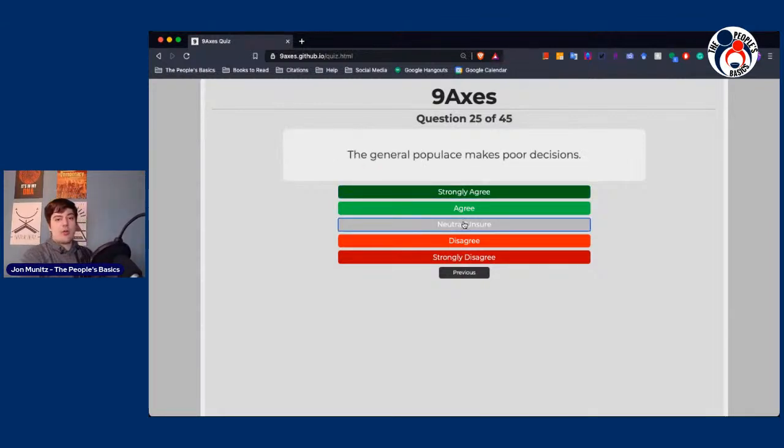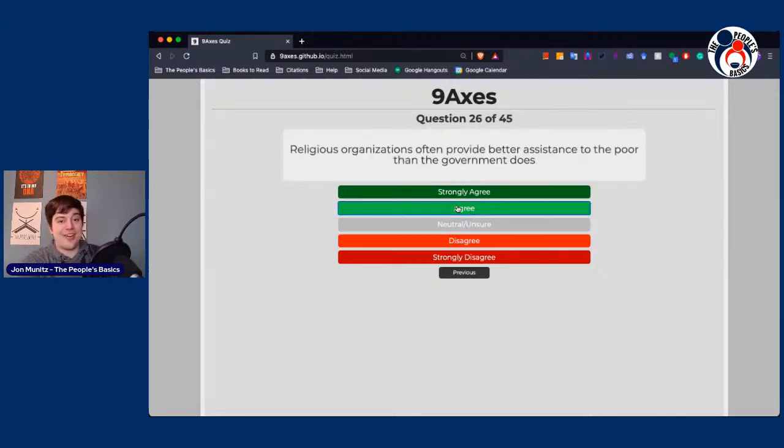Next, the general populace makes poor decisions. Boy, yeah, of course they make some poor decisions. Are you saying net poor decisions? Are you saying they're net evil, net dumb? I don't want to agree with that. But the general populace makes poor decisions? Yeah. Did you not see who we had as candidates? Come on. So I'm going to agree. I'm not going to strongly agree.